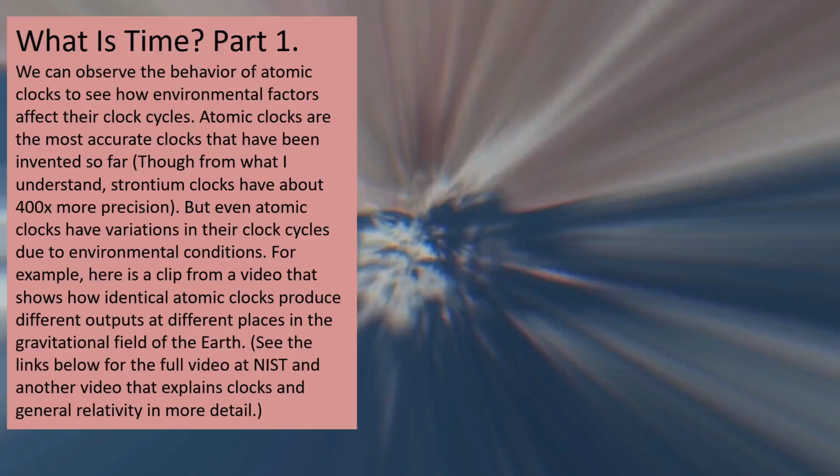Atomic clocks are the most accurate clocks that have been invented so far, though from what I understand, strontium clocks have about 400 times more precision. But even atomic clocks have variations in their clock cycles due to environmental conditions. For example, here's a clip from a video that shows how identical atomic clocks produce different outputs at different places in the gravitational field of the Earth.